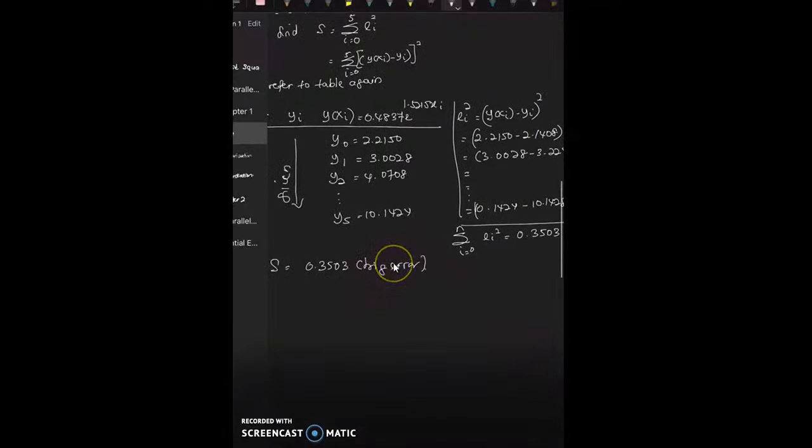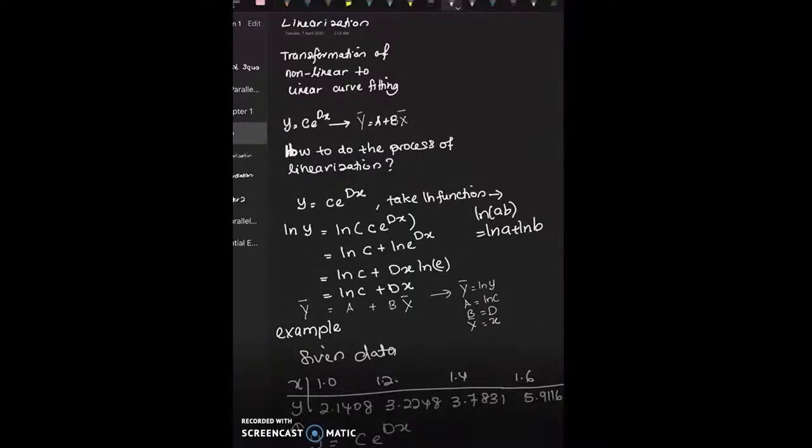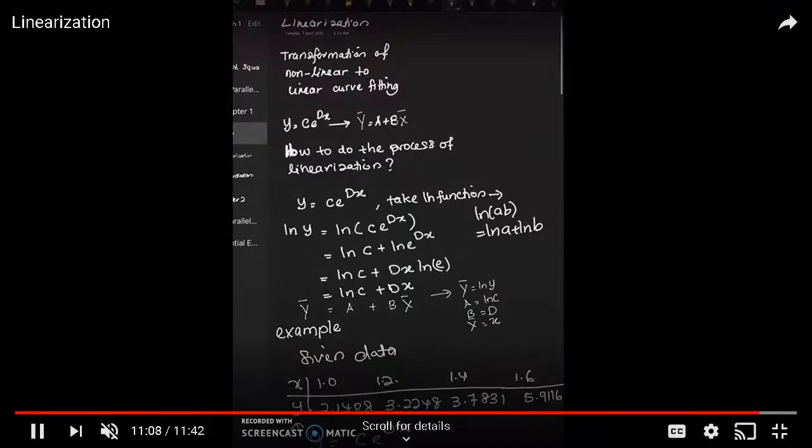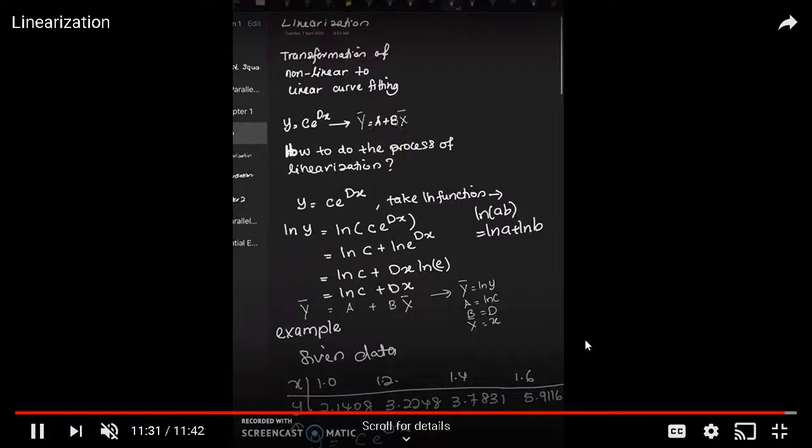It is considered a big error because you are using the linear least square method. Maybe you can have an alternative, by transforming the nonlinear equation to the quadratic form, a plus bx plus cx squared, if you can do that. So you can reduce the summation error. All right, so in this case, it's very easy.